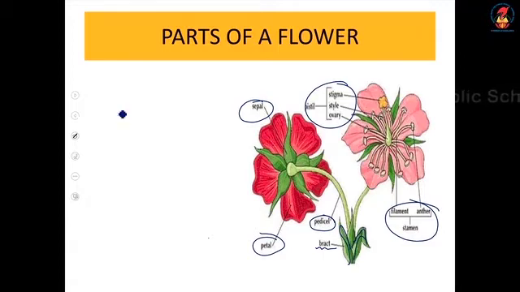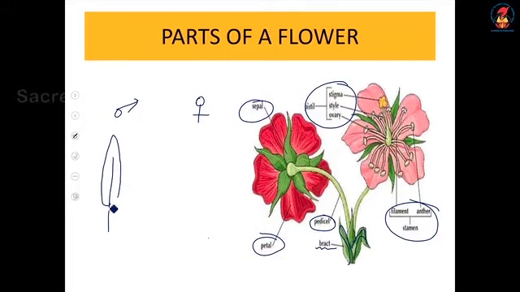Clear? Now, I told you the male reproductive organ is a stamen and the female reproductive organ is a carpel. The male reproductive organ stamen comprises of 2 parts. The 2 parts are filament and anther.